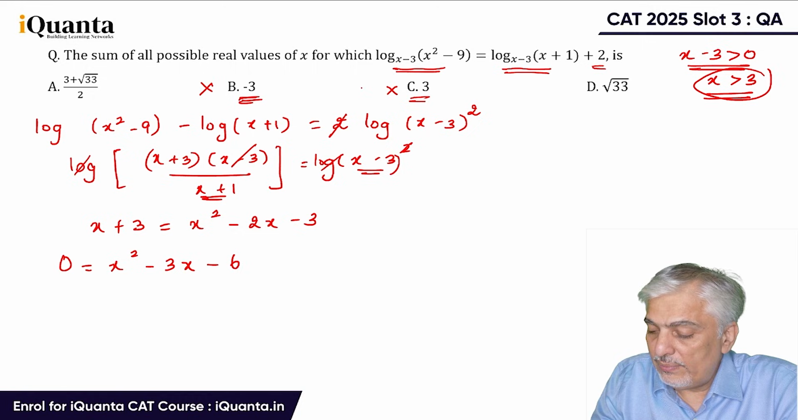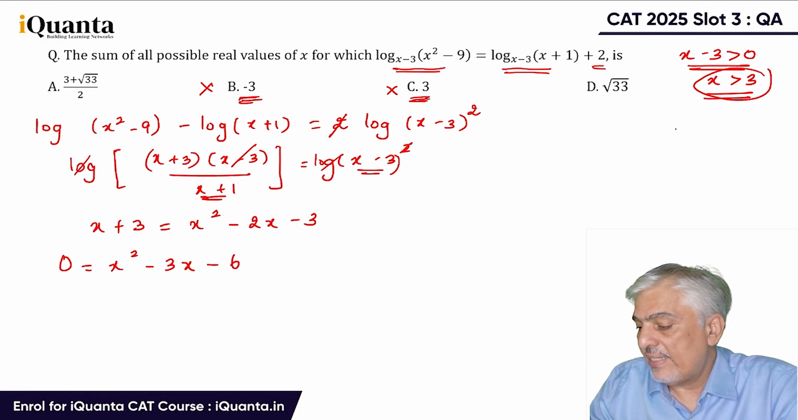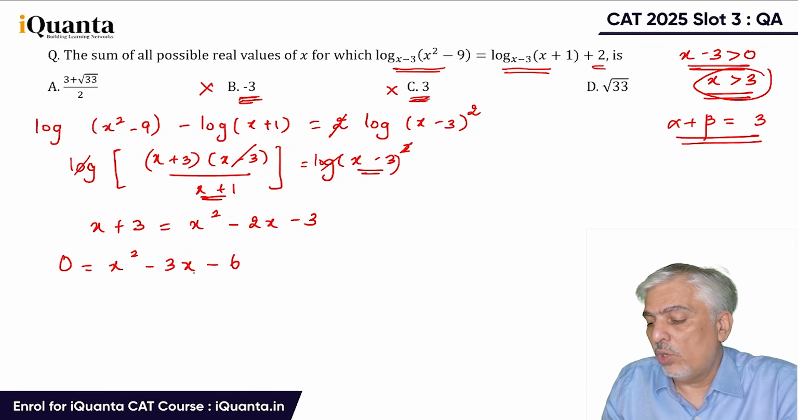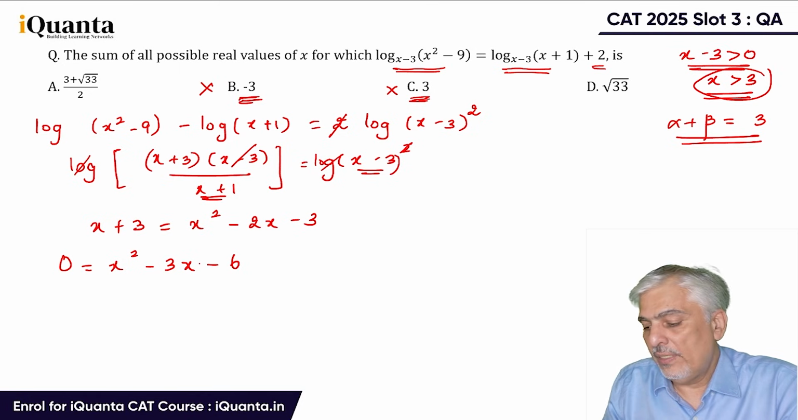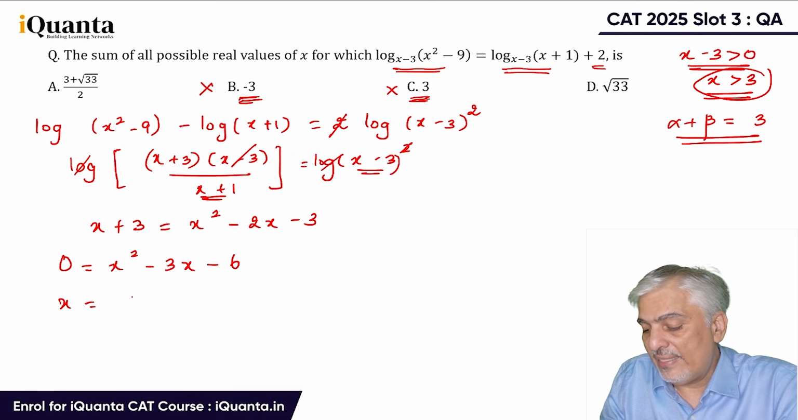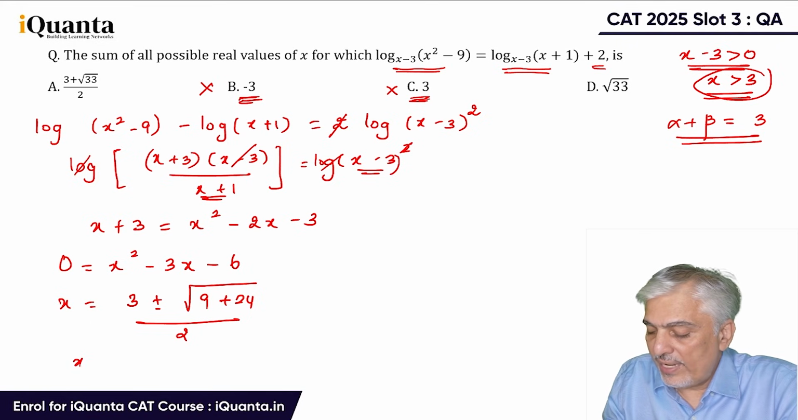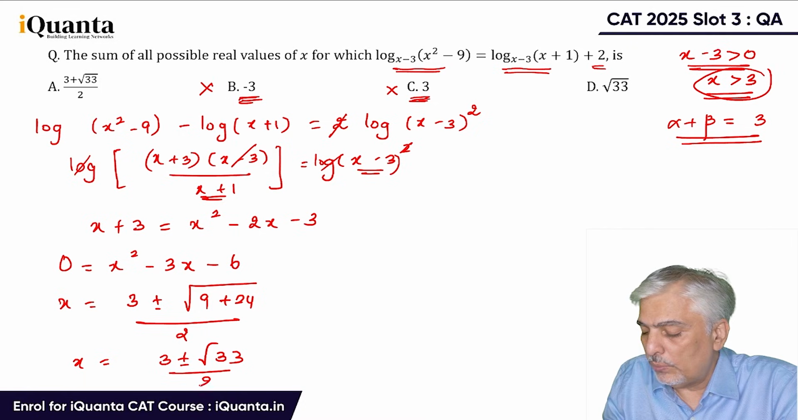People who had not eliminated these two options would have maybe at this step made the mistake of saying that the sum of the roots is minus b by a, and the sum of the roots is 3, therefore. And a lot of people would have taken the answer as C. The right way to do it is now actually solve for x. X is equal to minus b plus or minus root of b square minus 4ac upon 2a. So x is 3 plus or minus root 33 upon 2.